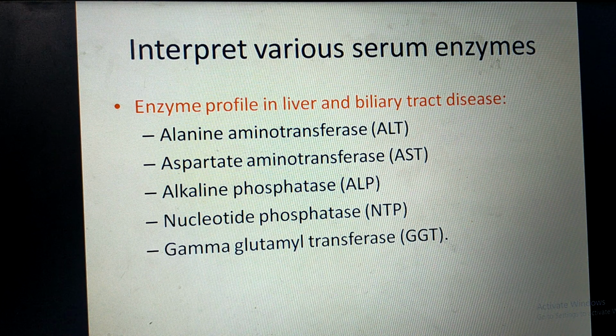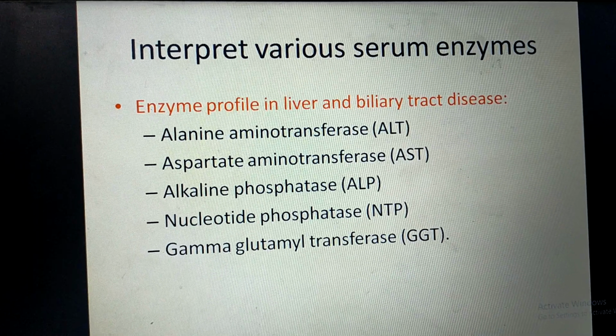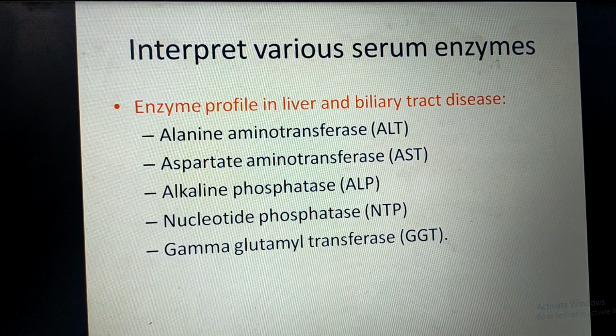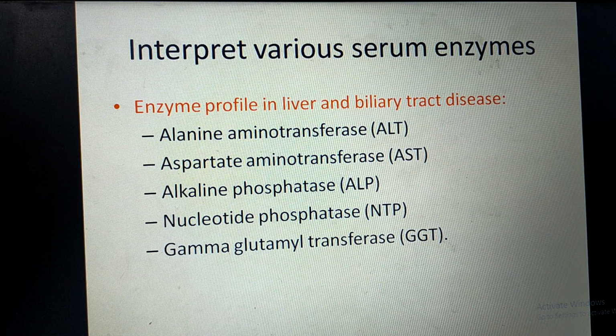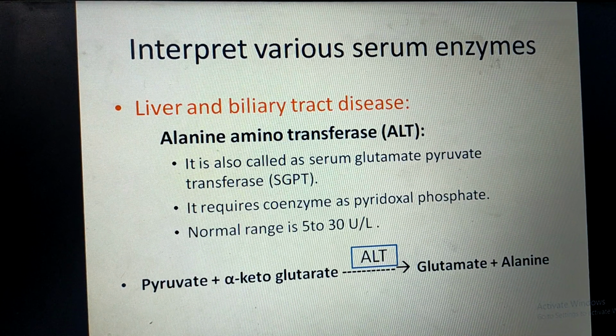Here we are studying the following enzymes: alanine aminotransferase, aspartate aminotransferase, alkaline phosphatase, nucleotide phosphatase and gamma glutamyl transferase. These enzymes are synthesized by liver and biliary tract, and when the level of these enzymes in the blood increases, we can diagnose the disease of liver or biliary tract. We will study the enzymes one by one.